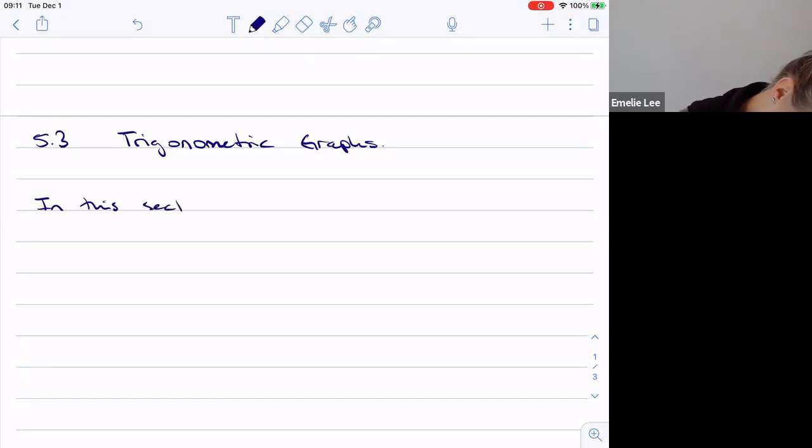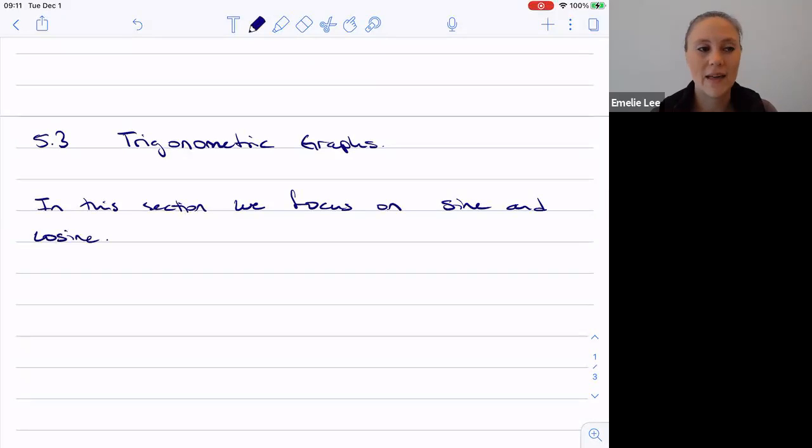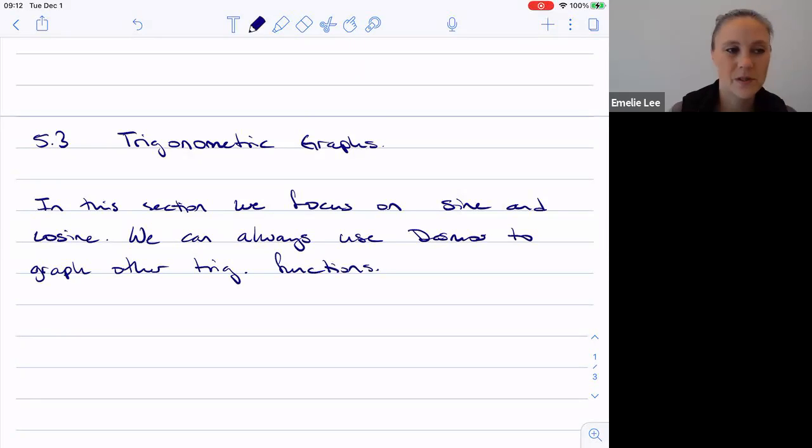In this section, we focus on sine and cosine. And then we'll see if we can get to the other functions. I mean, we can always use Desmos if you're not sure. So we can always use Desmos to graph other trig functions. So that's kind of where we'll get to.